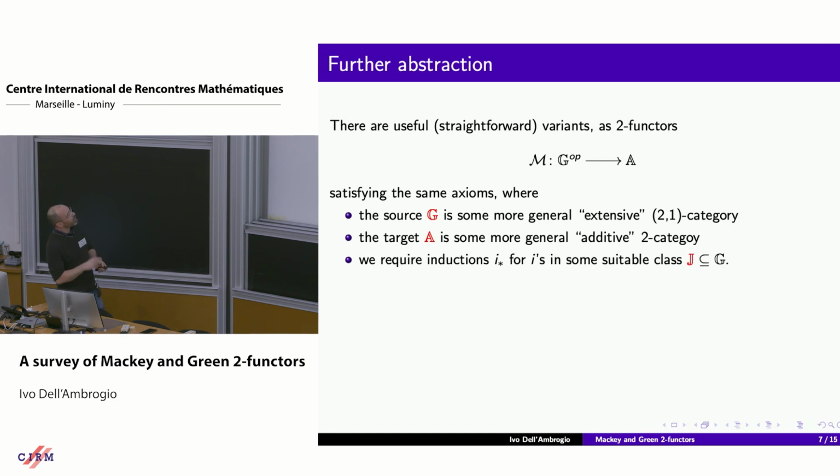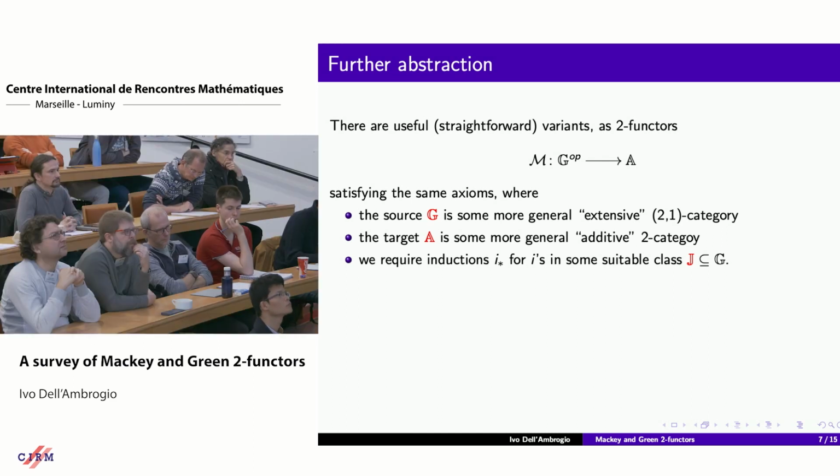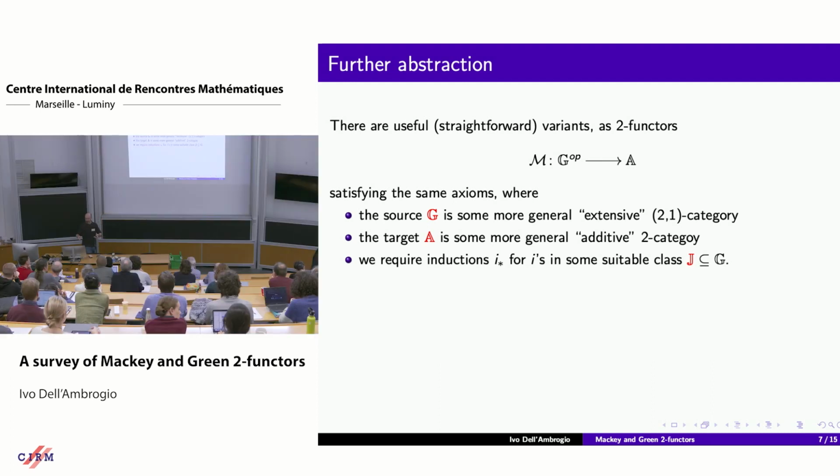And then also a slight further abstraction, that's more important actually. You may want to require inductions for i's which belong to some special class, which I call J here, J in G, some class of 1 morphisms. It could be all, it could be only the faithful ones, or even less. You can calibrate whatever you have in the examples. That's also not a big deal.